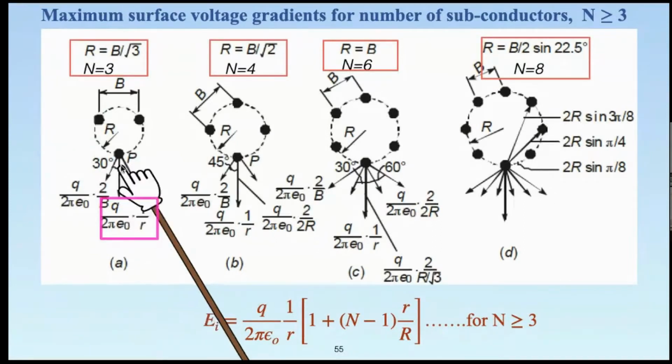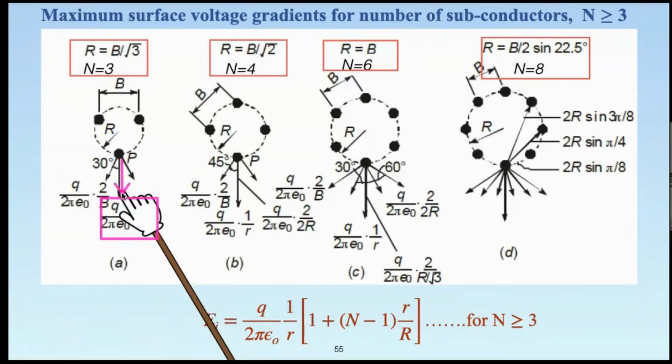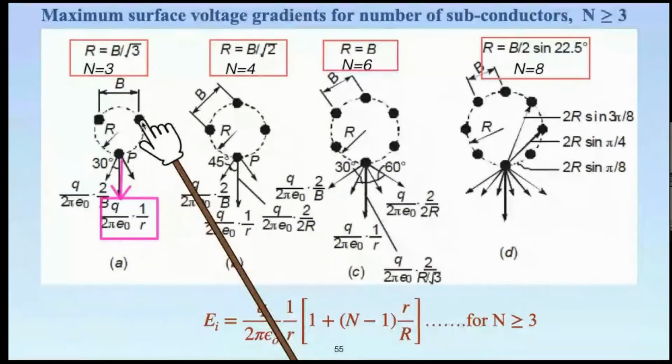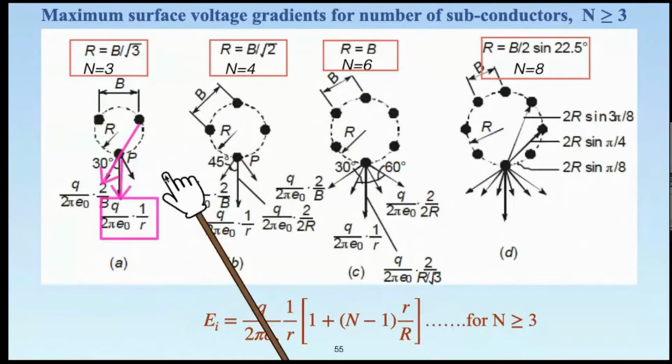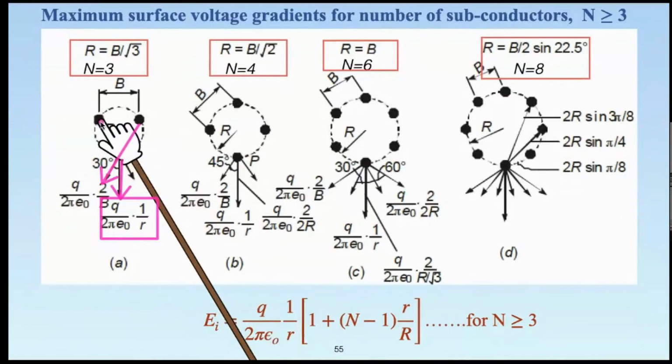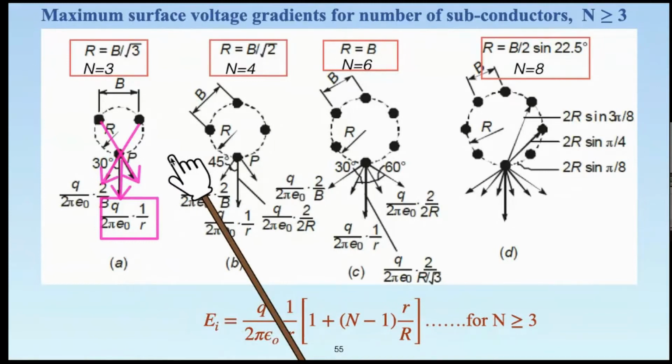So the first component of force or electric field is this. That is what is highlighted here, right? In a similar fashion, you can see that this particular conductor will also lead to one electric field component like this, and the other subconductor will also lead to the production of an electric field component like this.